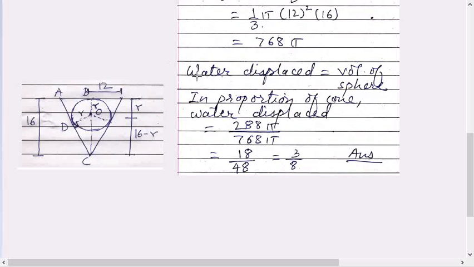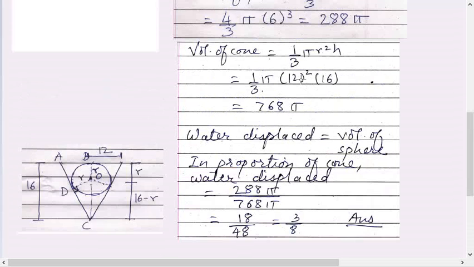So what is the water displaced? That is equal to the volume of the sphere. The volume of the sphere will be equal to the volume of the water displaced because the density of water is considered as 1. So in proportion of the cone, the water displaced equals, now we have to find the ratio of this sphere and the cone. So 288 upon 768, pi goes, so 18 upon 48, and 3 upon 8.